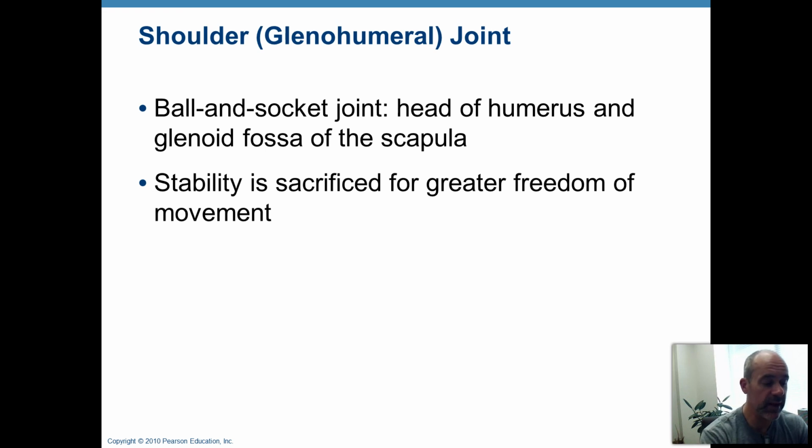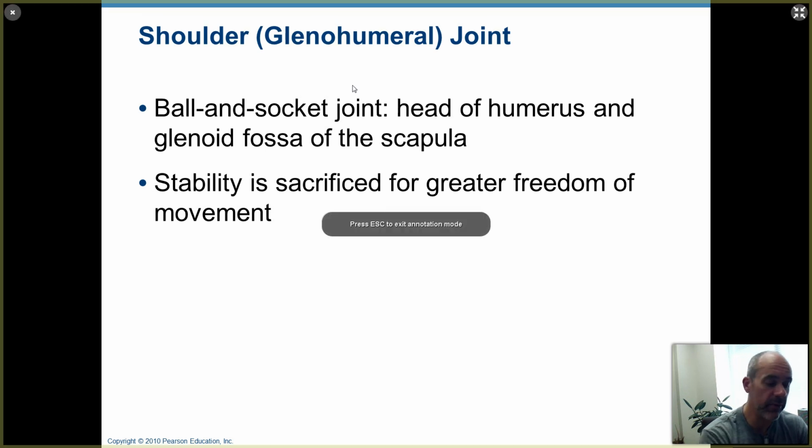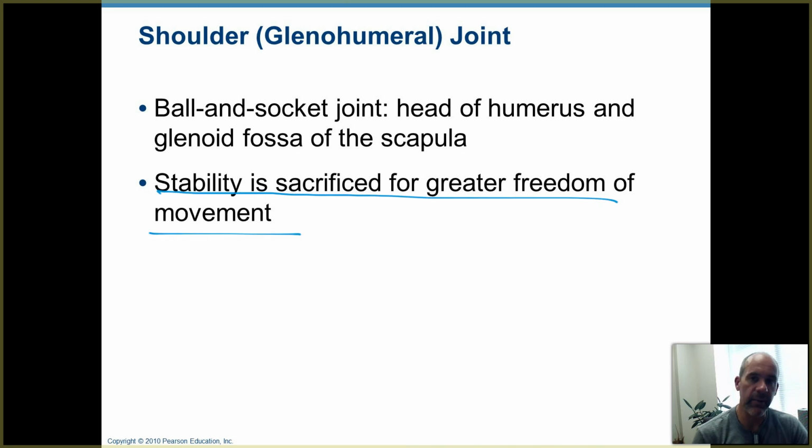The shoulder joint is not all that stable. If you notice here, stability is sacrificed for greater freedom of movement. So form follows function. We need a big range of motion at our shoulder joint, and because of that, the joint is not all that stable. That means it's easy to dislocate the shoulder. The head of the humerus can pop out from that glenoid cavity much easier than we would like it to.